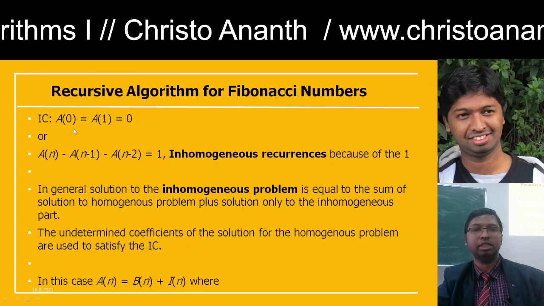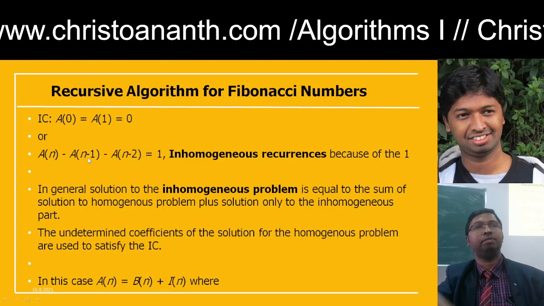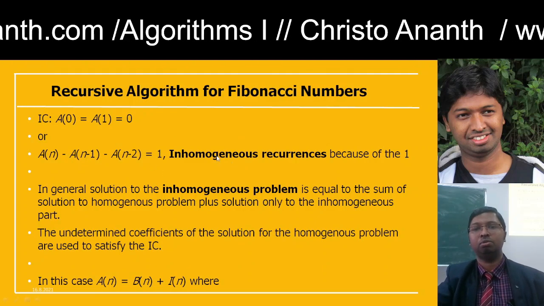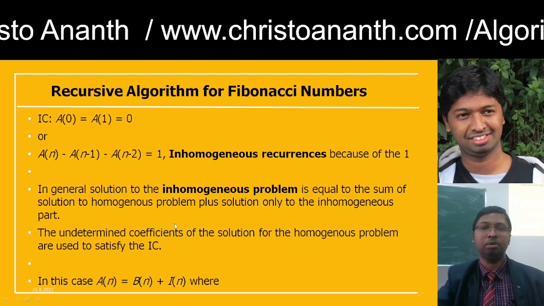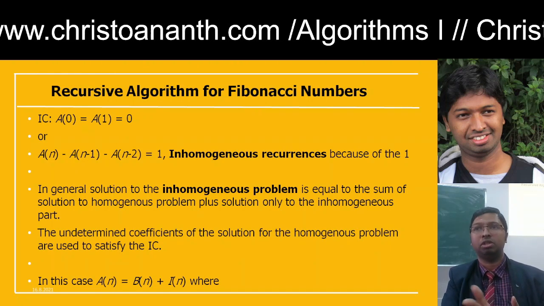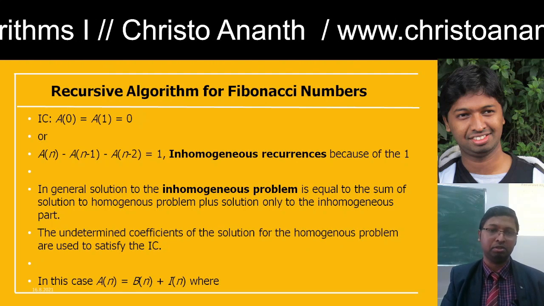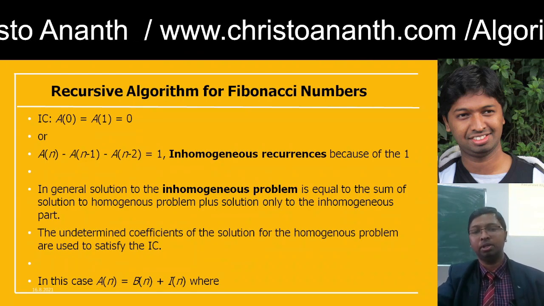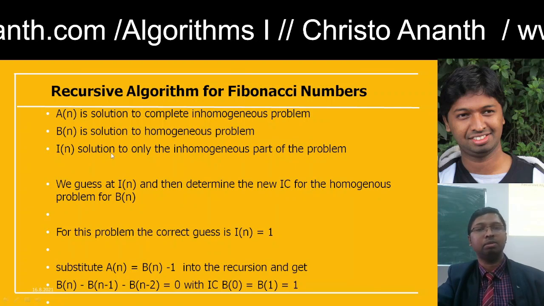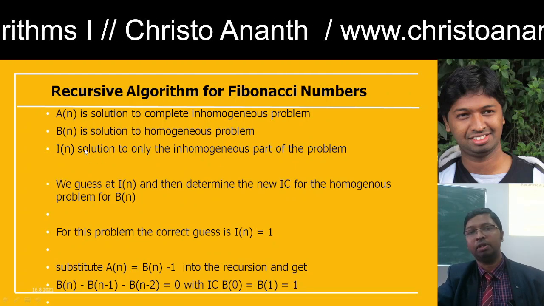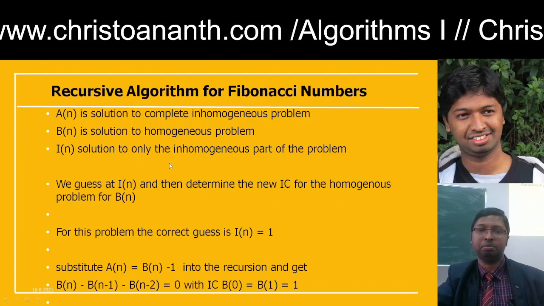The initial conditions are a of 0 equal to a of 1 equal to 0, or a of n minus a of n minus 1 minus a of n minus 2 is equal to 1. This is an inhomogeneous recurrence because of this one value. For the inhomogeneous problem, we compute the solution to the homogeneous problem plus the solution for the inhomogeneous part. So a of n is equal to b of n plus i of n, where a of n is the solution for the inhomogeneous problem, b of n is the solution to the homogeneous problem, and i of n is the inhomogeneous part of the problem.